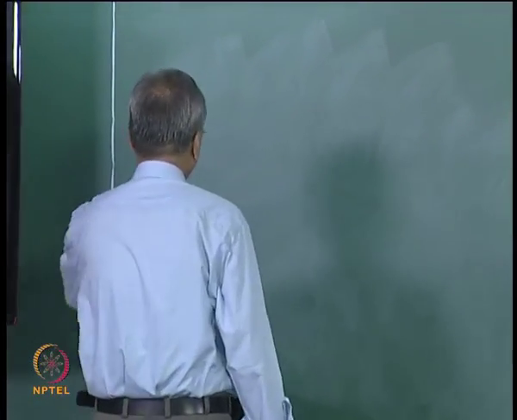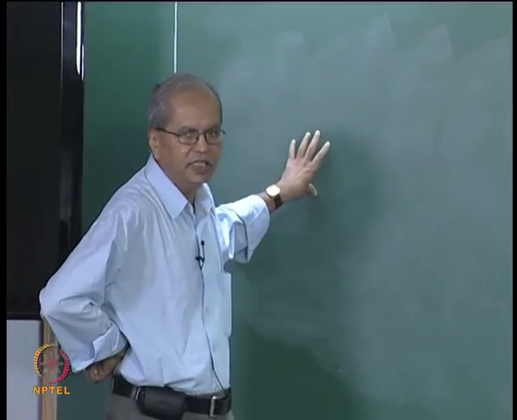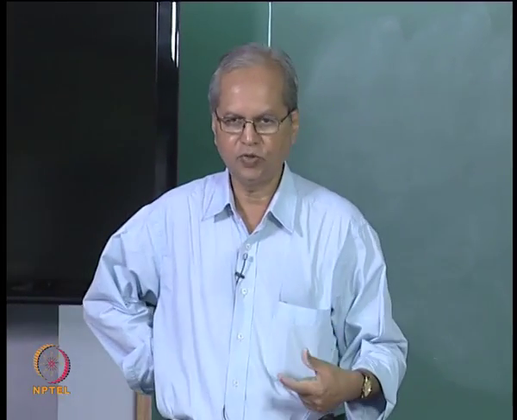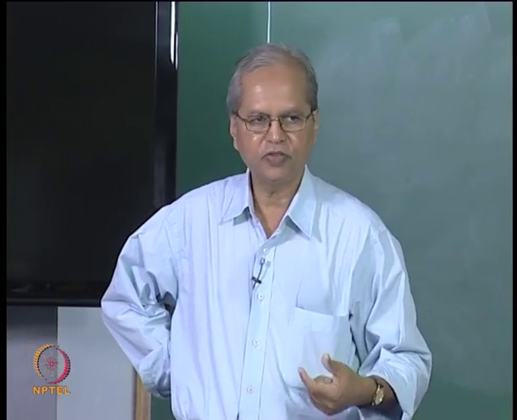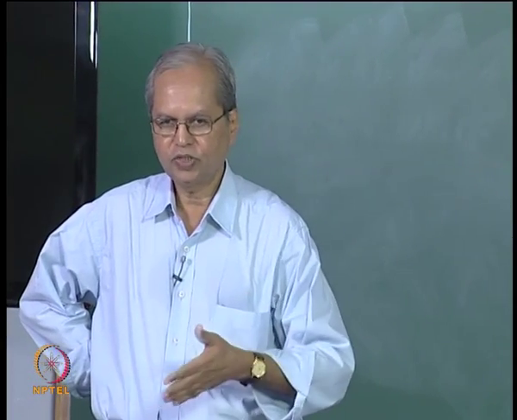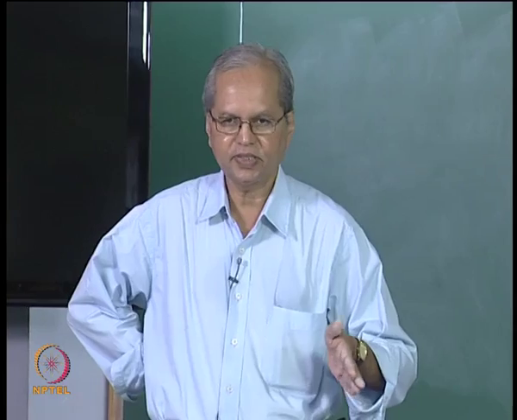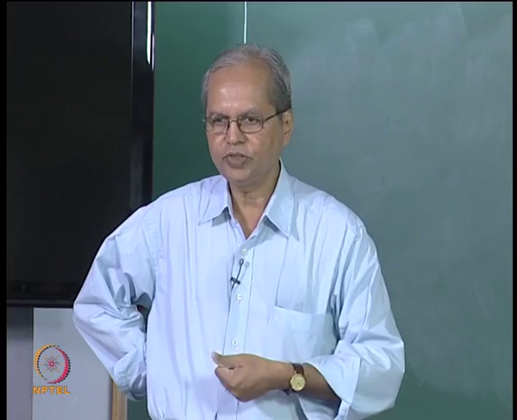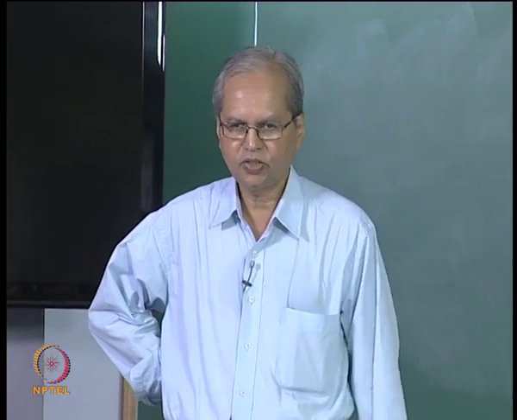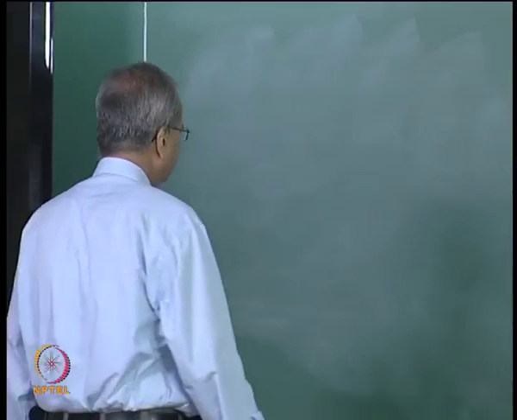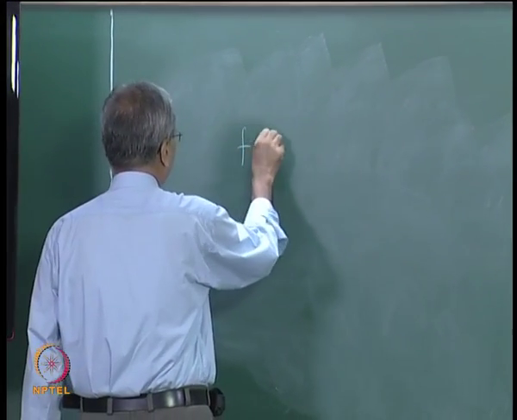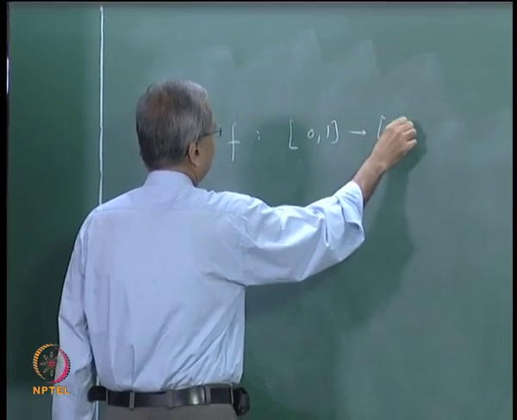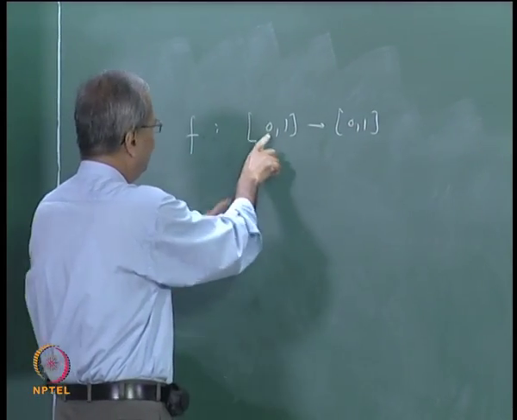Using the fact that a set in the real line is connected if and only if it is an interval, we have proved what is called the intermediate value theorem. And what does the theorem say? If a function goes from a connected set to the real line, and if it takes any two values, then it takes all the values in between those two values. That is the intermediate value theorem. Using that, suppose f is a function, let me take, to begin with, the interval [0,1] to [0,1]. It is not very important, it can be any interval [a,b] to [a,b].